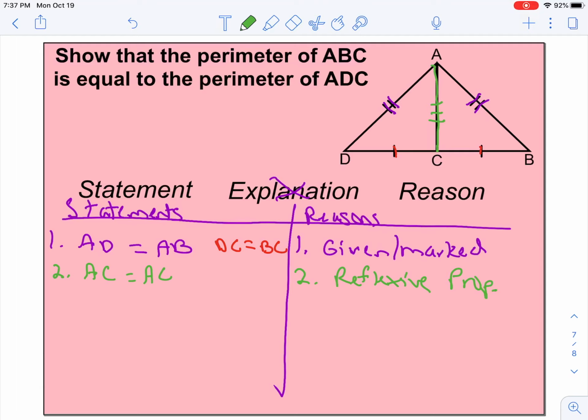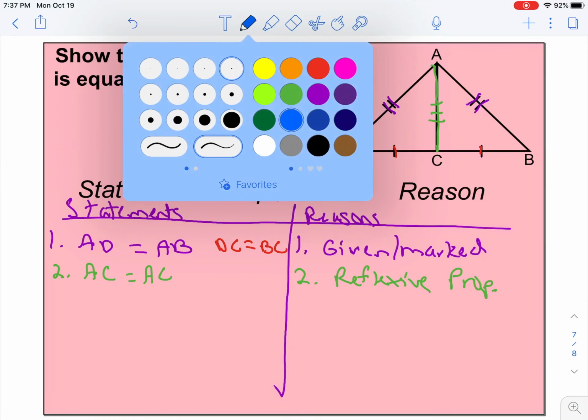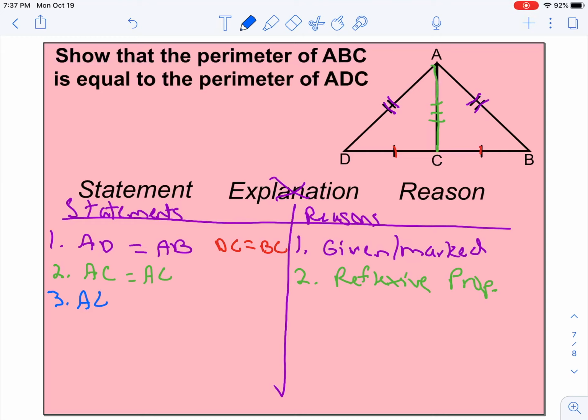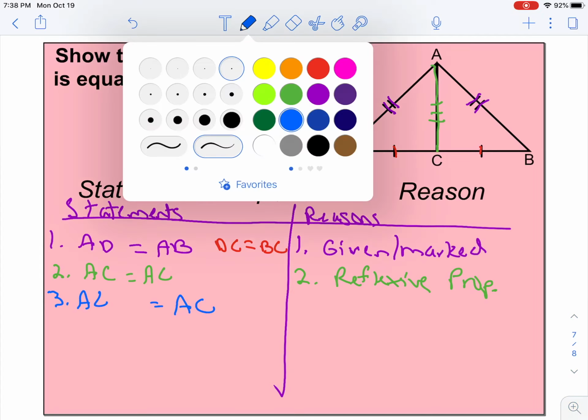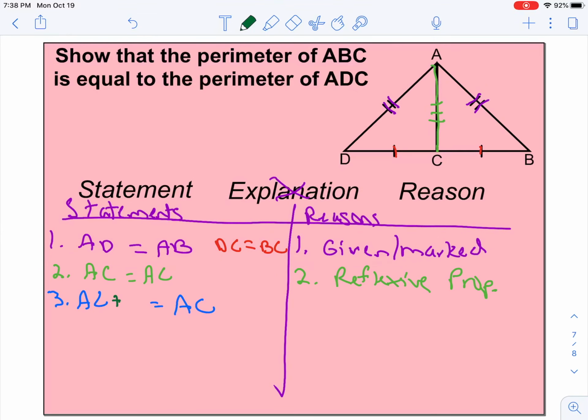All right, so now let's take this statement, AC equals AC, and let's add an equal amount to it. So I'm going to take that AC equals AC, but I'm going to add an equal amount. I am going to add AB. Doesn't matter what I add as long as it's an equal amount. And that's a true statement because of the addition property of equality. You can add equal amounts to two sides that are equal and you'll still have equality.